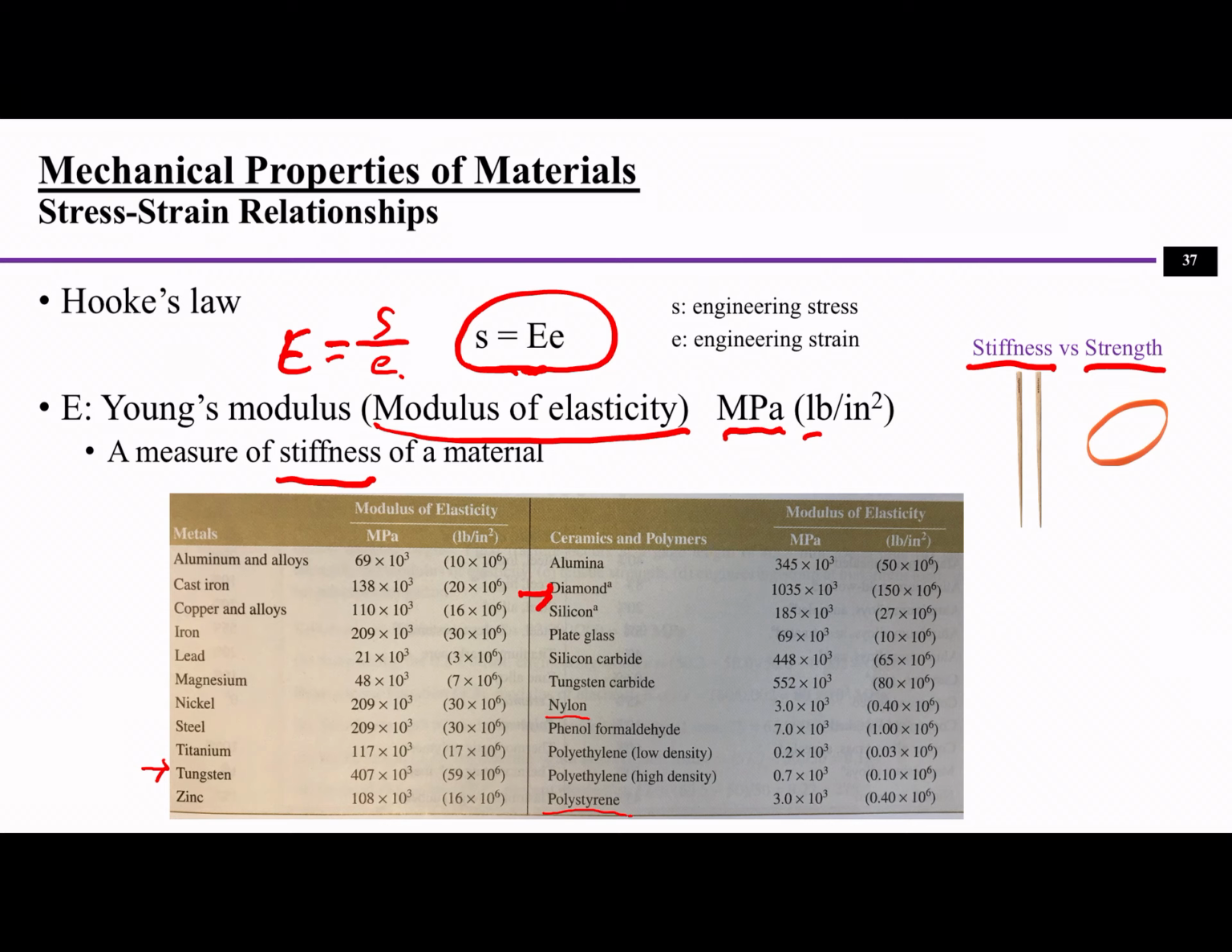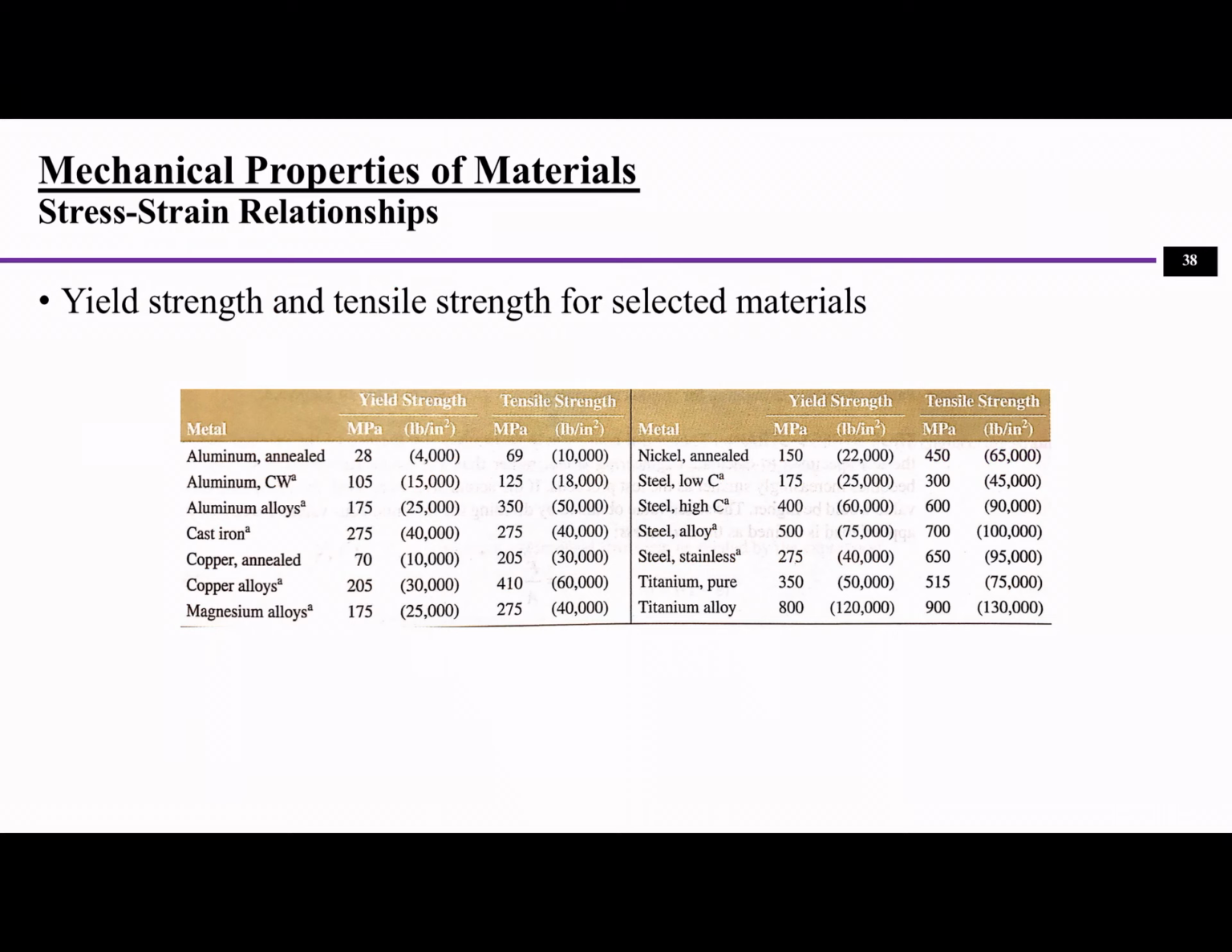Or if you need extremely high stiffness materials, probably you can use diamond, right? Or have some trade-offs between stiffness versus strength, and you can probably use aluminum or something else.